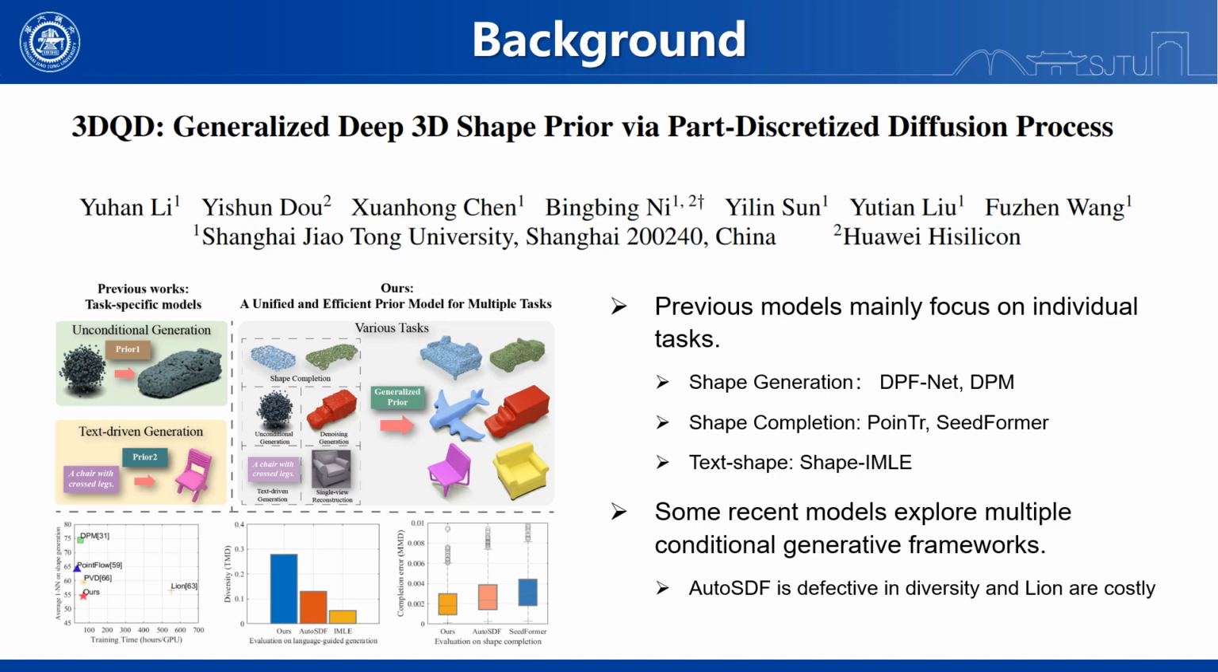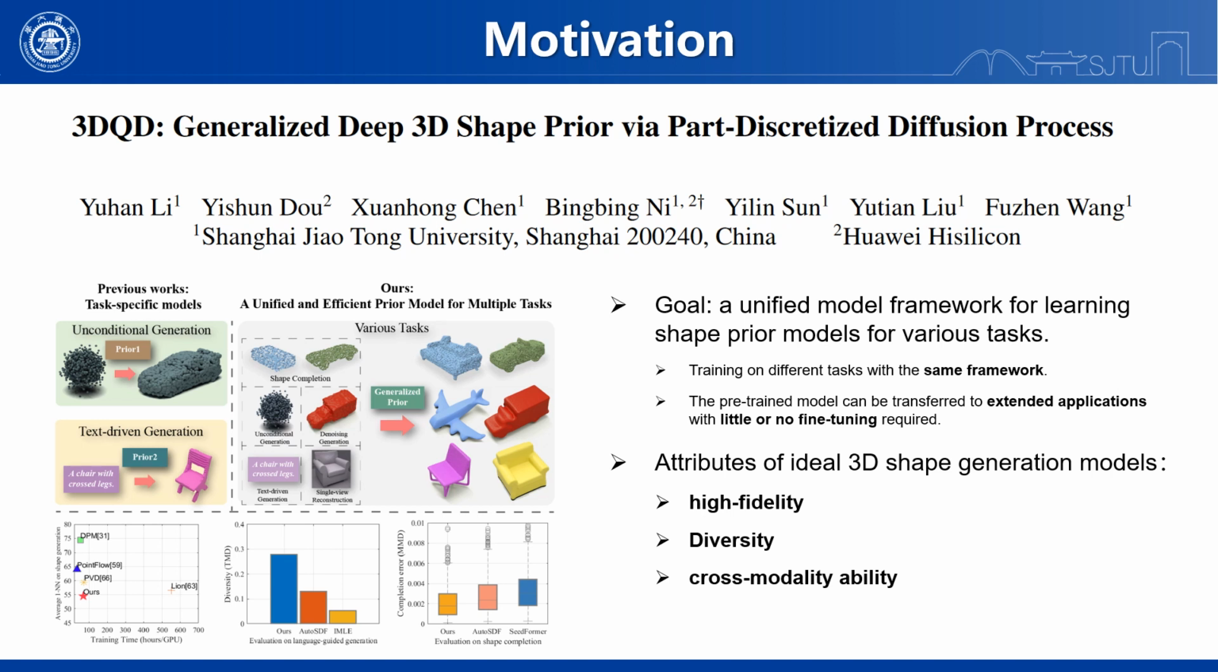Note that recent models such as AutoSDF and Lion explore multiple conditional generative frameworks. However, AutoSDF is defective in diversity and shows mode collapse in unconditional and text-guided generation, while training and inference of Lion are costly. With the belief that a good 3D prior model should support high-fidelity, diverse, and cross-modal shape generation, we have designed a unified model framework to learn shape priors for various tasks. It can not only be trained on different tasks with the same framework, but be transferred to extended applications with little or no fine-tuning as well.